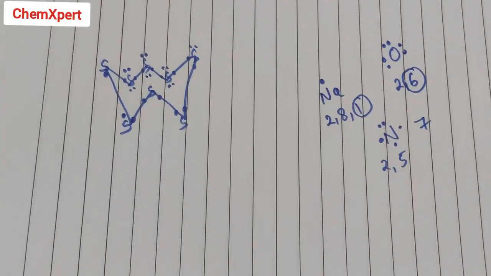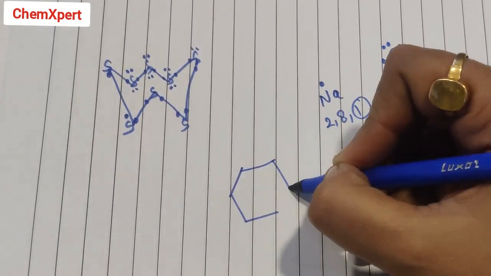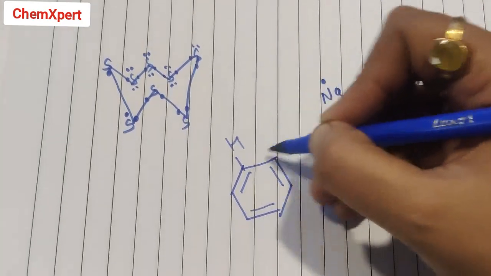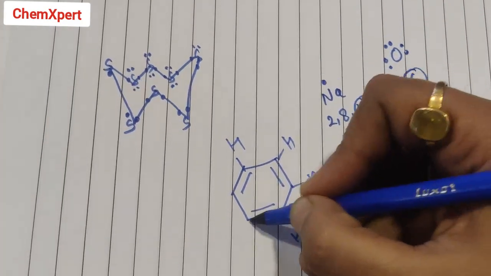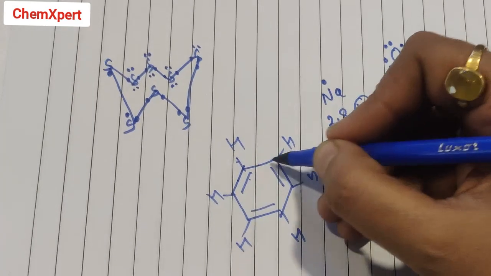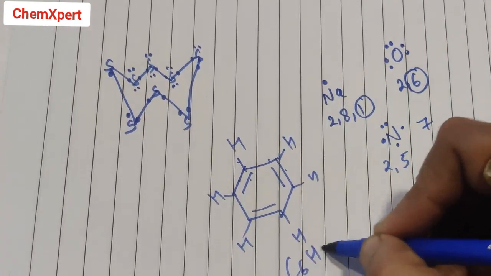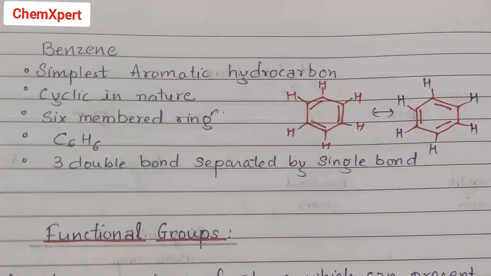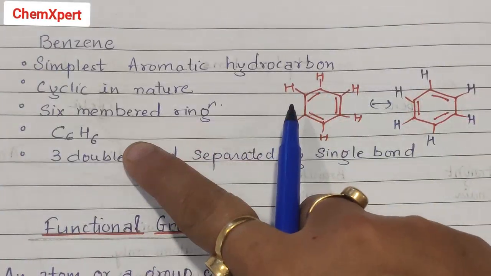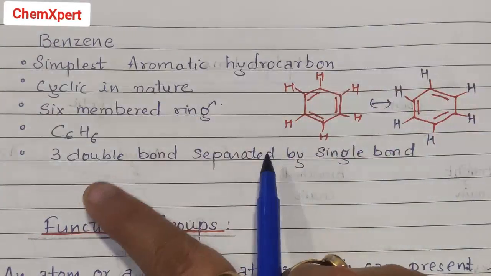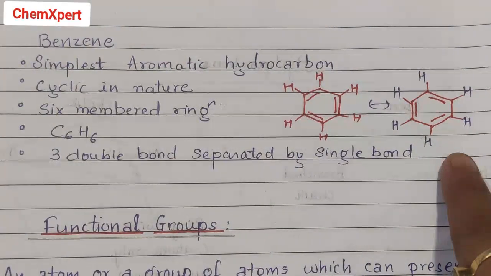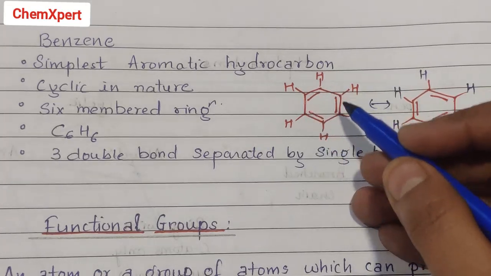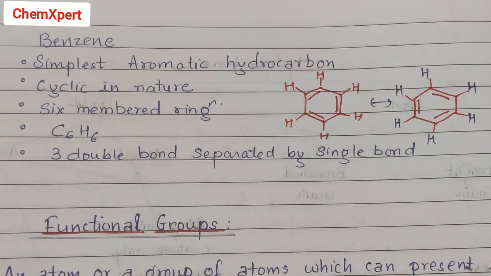Now how have we drawn this structure? Just like 6 carbons, this is a hexane, and at alternate points we draw a double bond. So now you can imagine at each carbon there are 4 bonds present. 1, 2, 3, 4. 1, 2, 3, 4. So it is C6H6. This is benzene. It is the simplest aromatic which is cyclic in nature. It is a 6-membered ring having formula C6H6, and one important point, there are 3 double bonds separated by single bonds. So these are 1, 2, 3. 3 double bonds which are separated by 3 single carbon-carbon bonds.